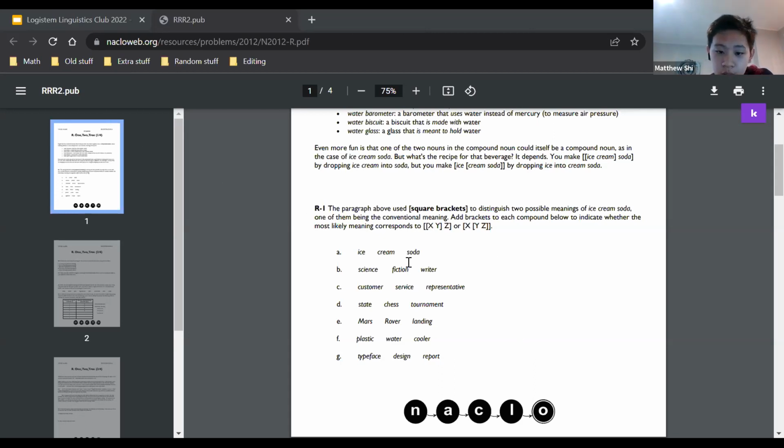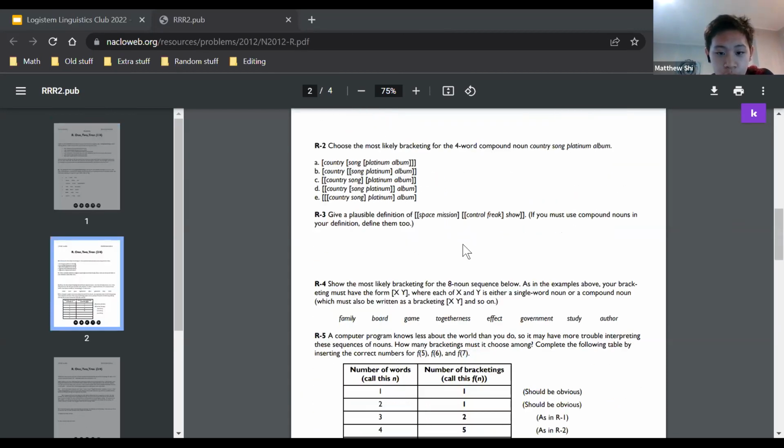Okay, so let's move on to R2. Of these five combinations, choose the most likely bracketing for the four-word compound noun country song platinum album.